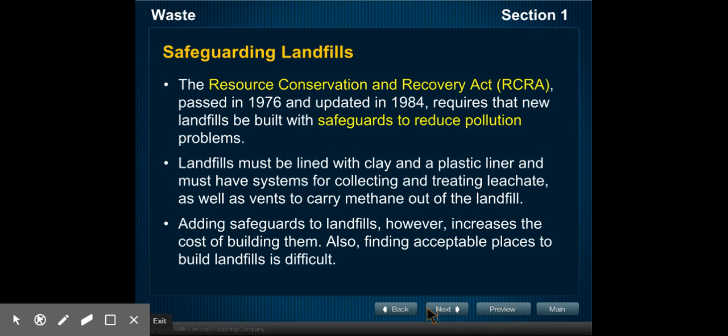The law that influenced our landfills is the Resource Conservation and Recovery Act, RCRA. It's of 1976. It was updated in 1984. This mandated safeguards to be put in place to reduce pollution problems from landfills. This was really important. So the liners and other stuff all came from RCRA. And RCRA did a number of other things too that we'll begin talking about in the upcoming days and activities.